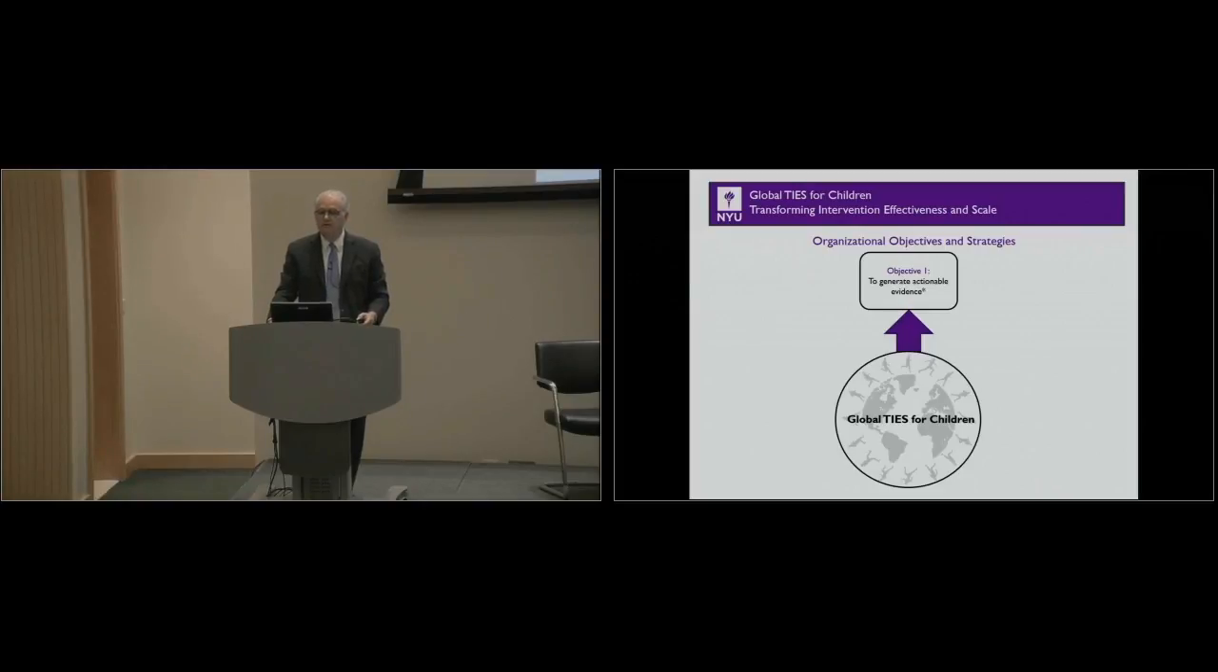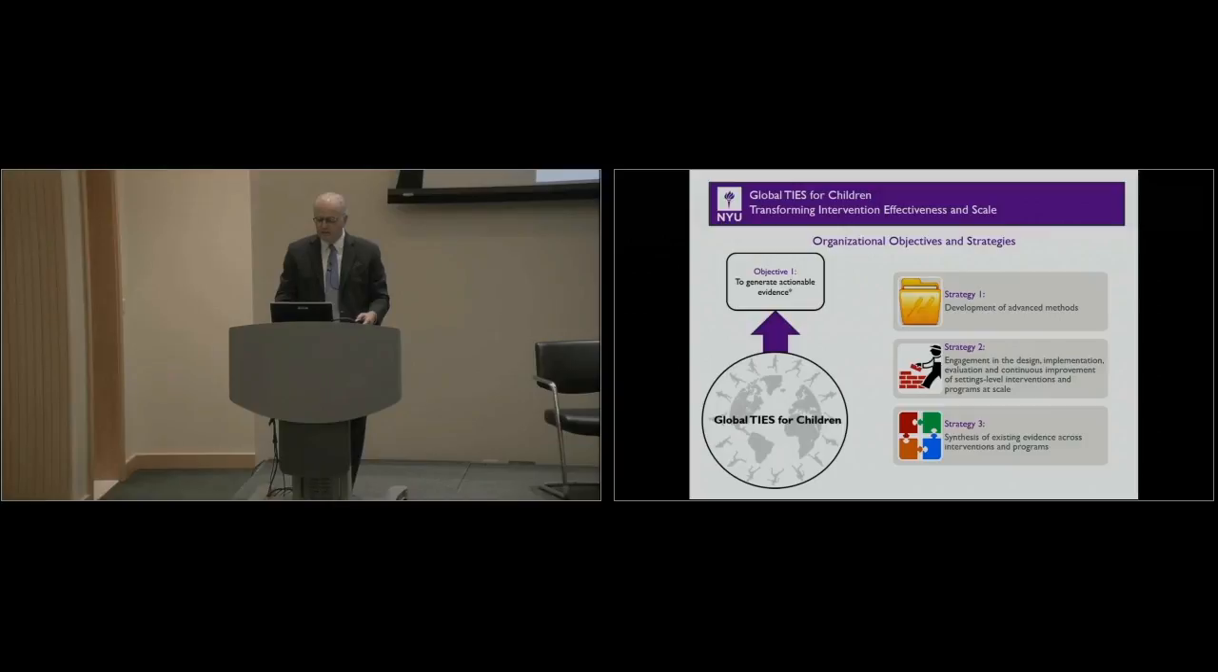We have 3 objectives. The first is to what we call generate actionable evidence. Actionable evidence is evidence of what works that you can actually use to improve, design, and scale programs and policies for kids, education policies, health policies, social protection policies, and a range of strategies. We develop advanced research methods to do this work. We use rigorous field experiments, like you would test other things scientifically, but they're in the field in a very embedded way. We engage in the design, implementation, evaluation, and continuous improvement of programs.